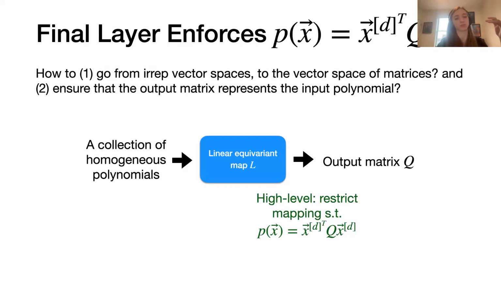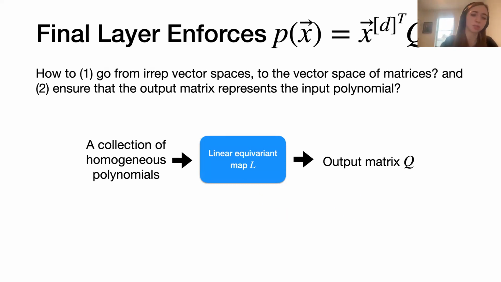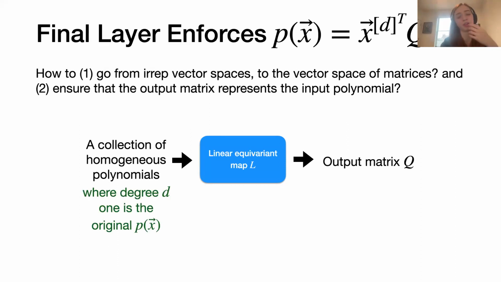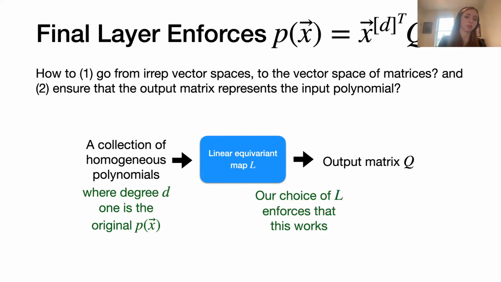At the high level, we're just restricting this mapping so that it's still equivariant, but these anti-diagonal sums hold. More specifically, again, you can check the details of this in the paper. You add some kind of a skip connection of the original input polynomial, and we choose some particularly nice interpretable form of L such that the output matrix has the correct anti-diagonal sums.